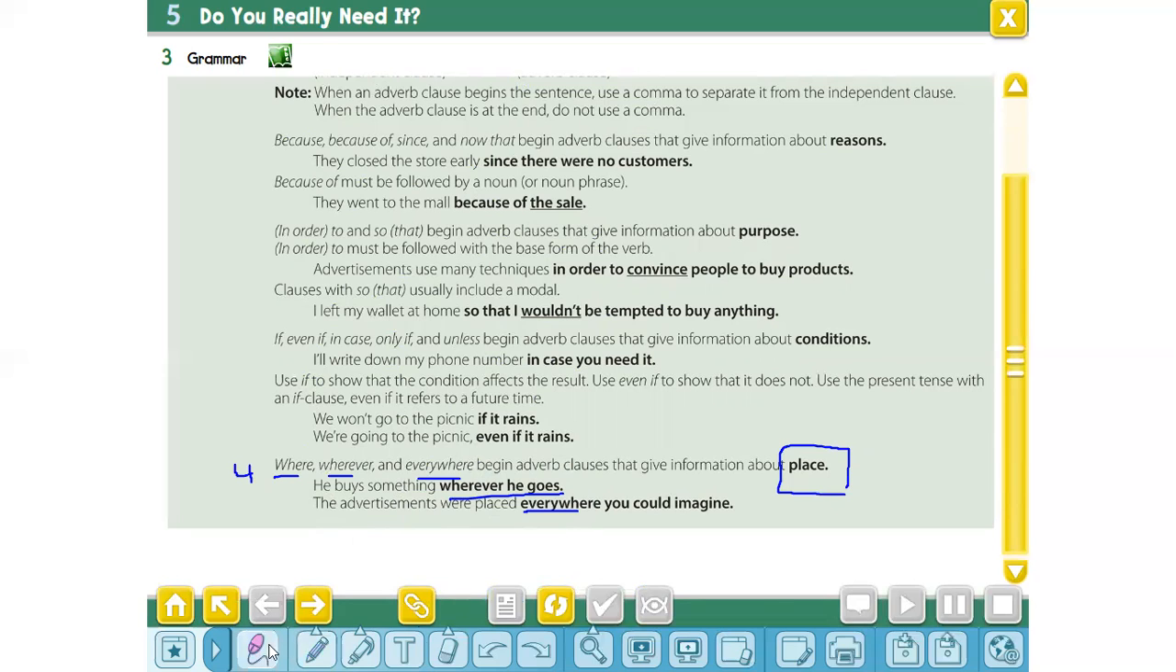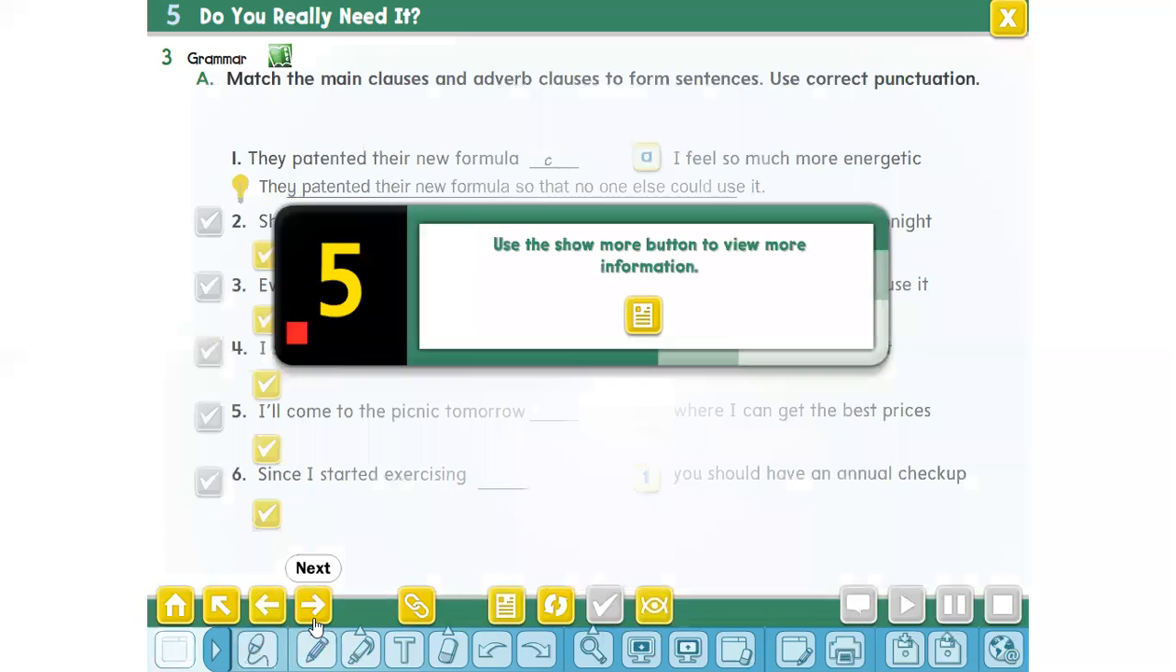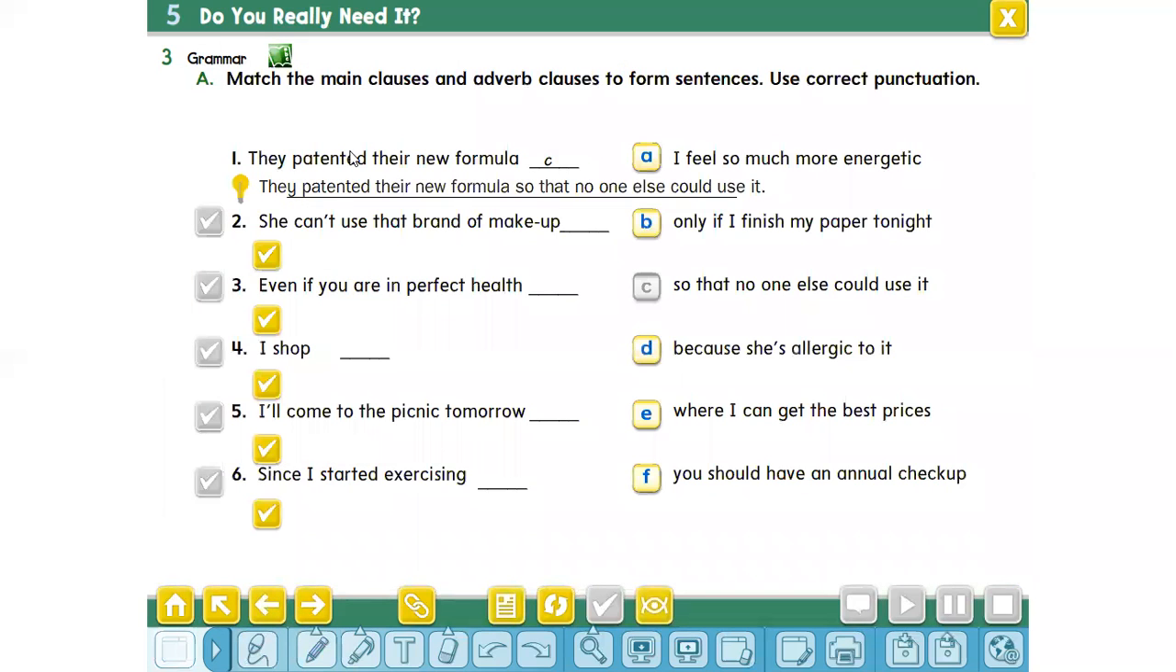Now, are you ready to answer the following exercise? Okay, exercise number 8. Match the main clause and the adverb clause to form sentences. Use correct punctuation. Pay attention. If we start with an adverb clause, we should use a comma. But if the adverb clause is at the end of the sentence, we don't use a comma. Okay?